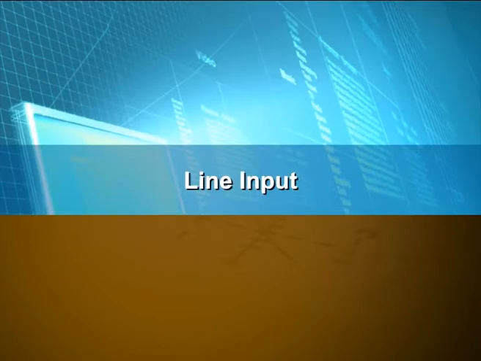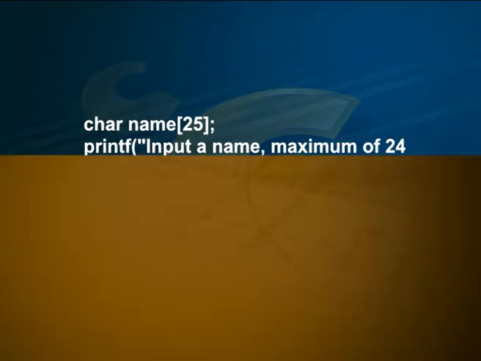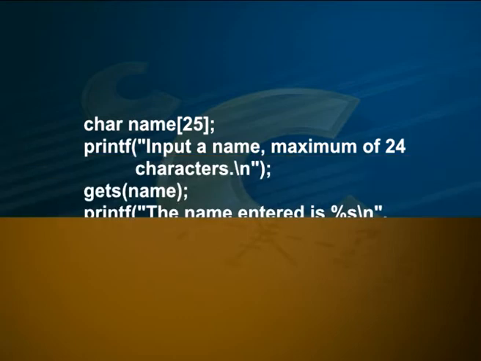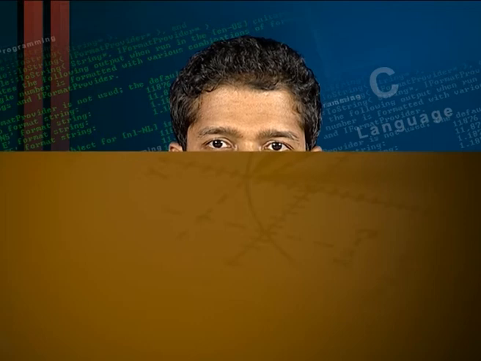Line input. If we want to read a line of characters without dividing it into individual words, it is more convenient to use the function gets. See an example: char name[25]; printf("Input a name, maximum of 24 characters\n"); gets(name); printf("The name entered is %s\n", name); Now, the program will read an entire line including spaces in the string variable called name.